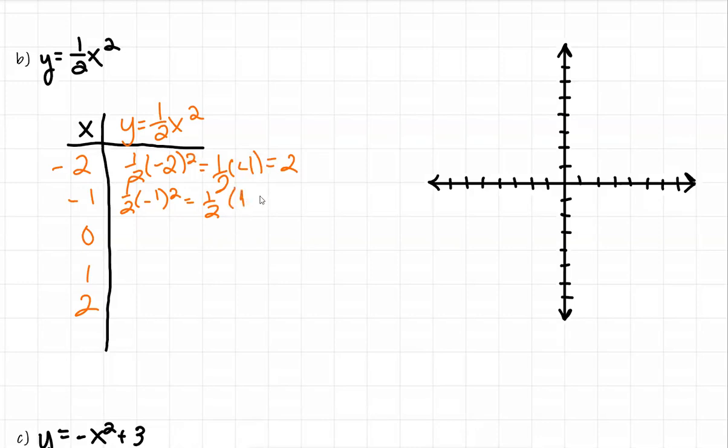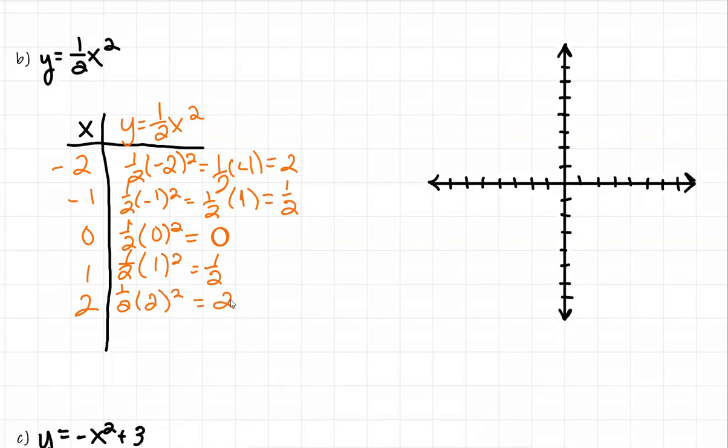Here is 1. There we go. And that's 1/2, right? 1/2 times 1 is 1/2. It's itself. 1/2 times 0 squared. We know 0 squared is 0, so this guy is just 0. 1/2 of 1 squared. We know 1 squared is 1, so this is just 1/2. And then you can probably guess what this one is going to be, right? It's going to be 2.